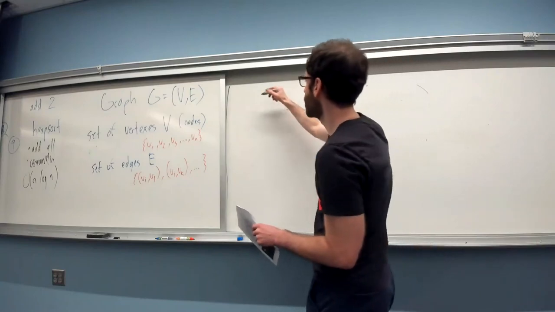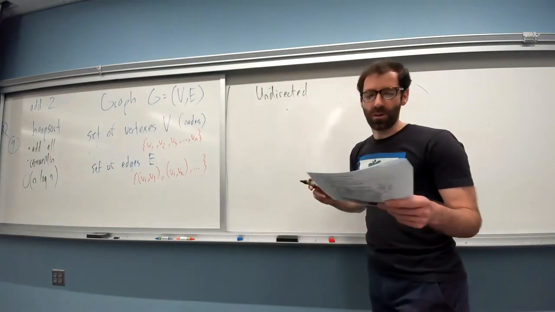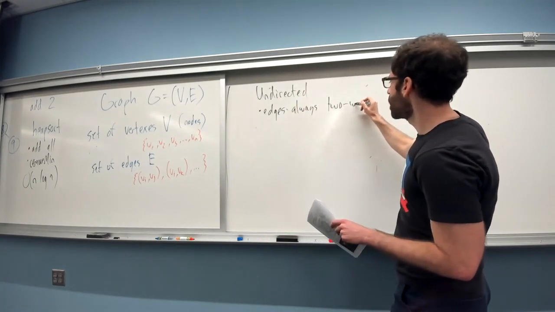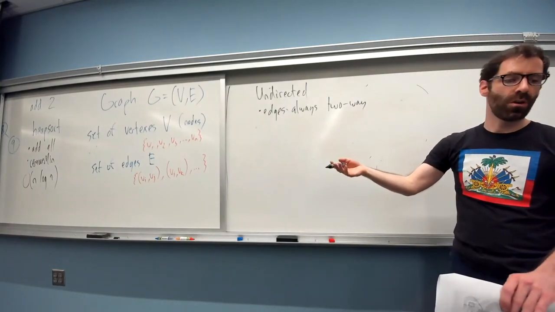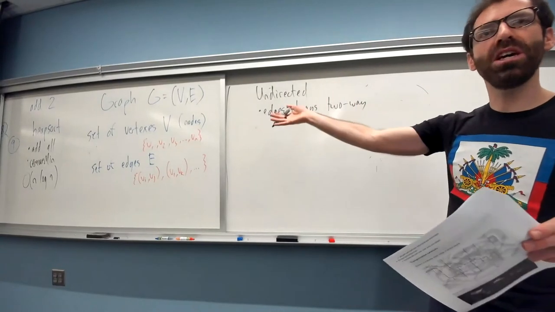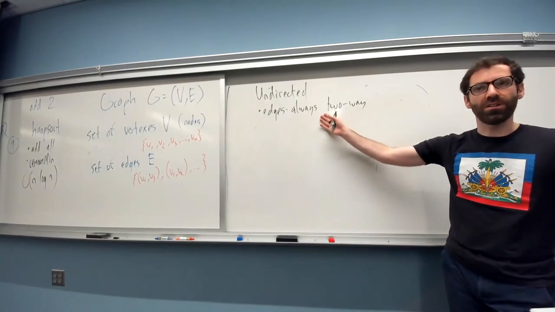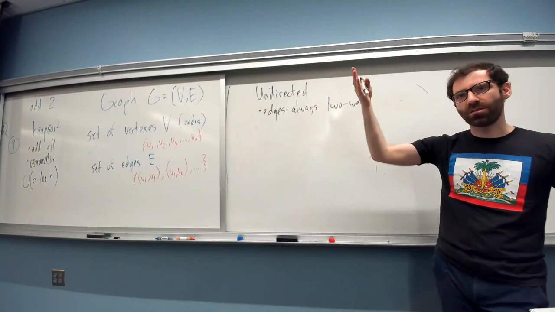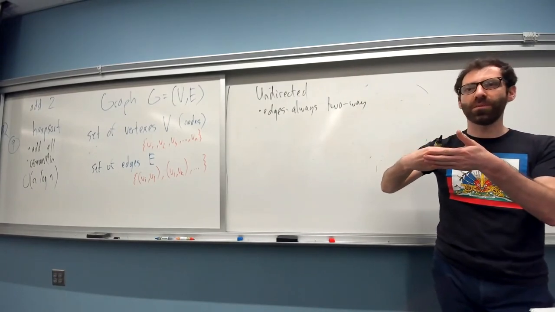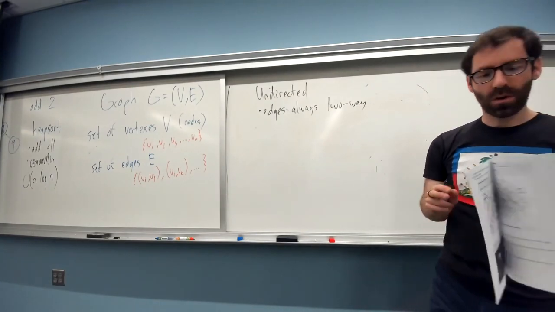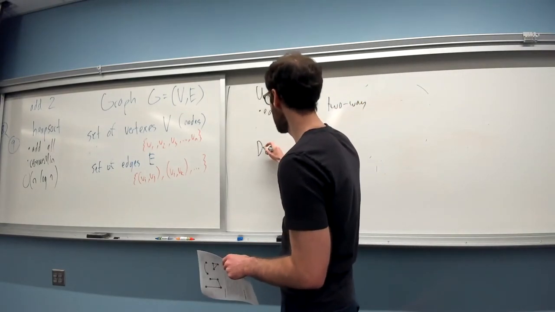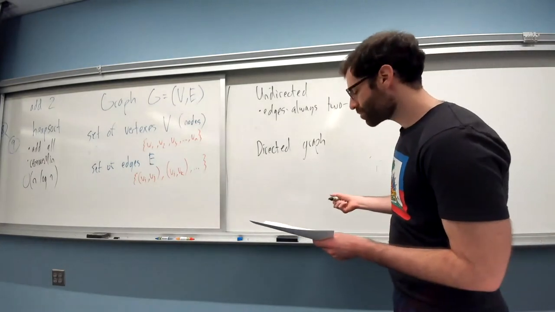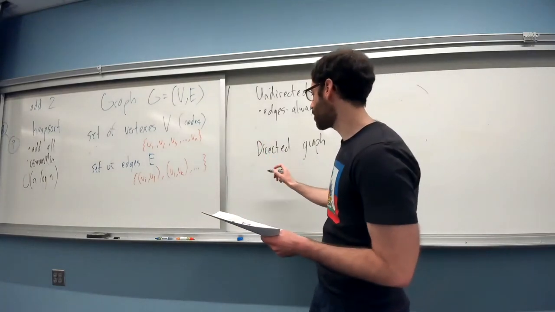We can have an undirected graph where our edges are always two-way. So, for example, the protein-protein interaction network was an undirected graph because if protein A interacts with protein B, then protein B interacts with protein A. The interaction is always both ways. This is in contrast to a directed graph where edges do have a direction.